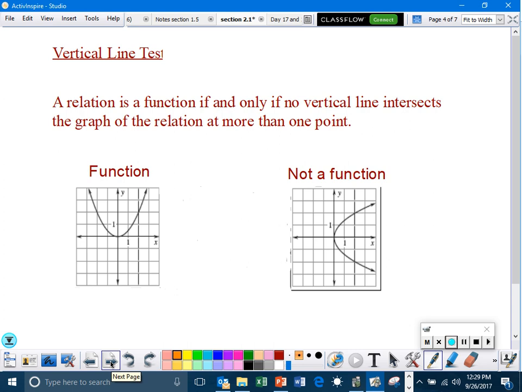All right, the vertical line test. A relation is a function if and only if no vertical line intersects the graph of the relation at more than one point. Okay, so I am going to create a vertical line and I am going to move it around so that you can see how this works. I think you pretty much can figure it out, but I'm going to go ahead and pull up a vertical line.